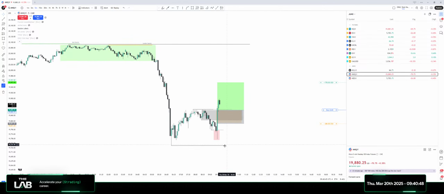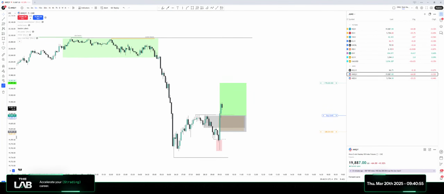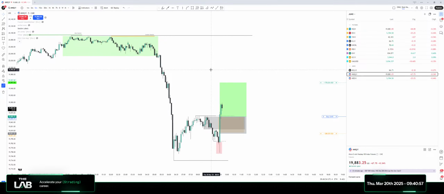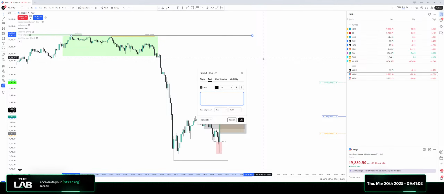The only thing that bothers me here is that we didn't get the low and we actually have SMT at the highs. But just because we have these smooth edges above, I really want to play that long.